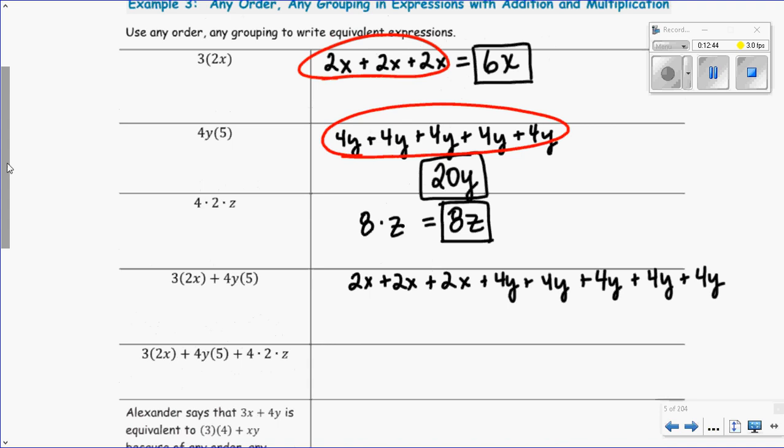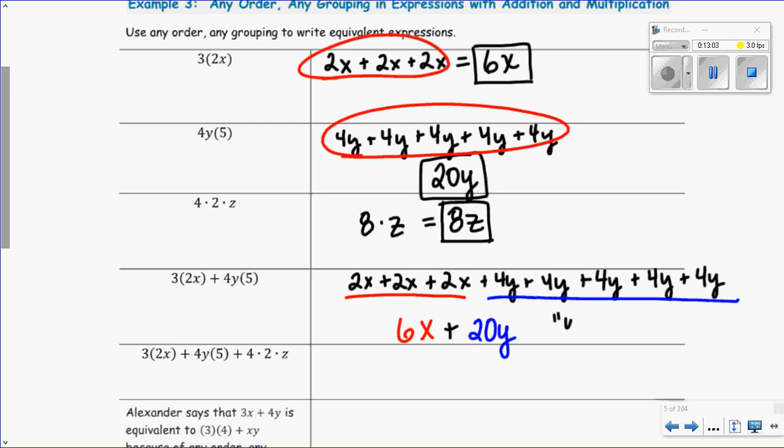Okay, I can combine all these x's. That would be 6x. And I can combine all these y's. That would be 20y. And since it's positive, I put a plus sign in front of it. And that's it. I really can't simplify anymore because now those are unlike terms.